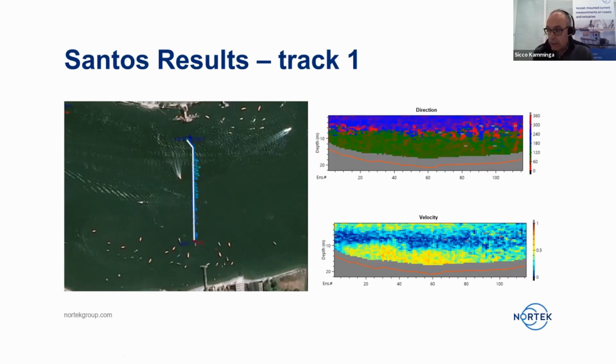The graph shows on the y-axis the depth, so that's down to almost 20 meters here, and on the x-axis it shows the number of ensembles. So that's actually the number of individual measurements. Each of these is like 3 meters long, and altogether we're getting to the 300 meters.